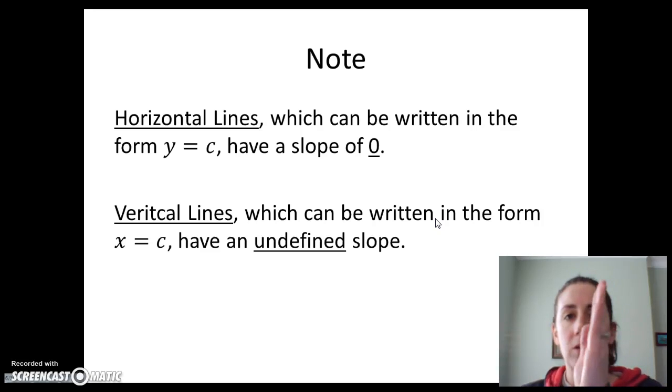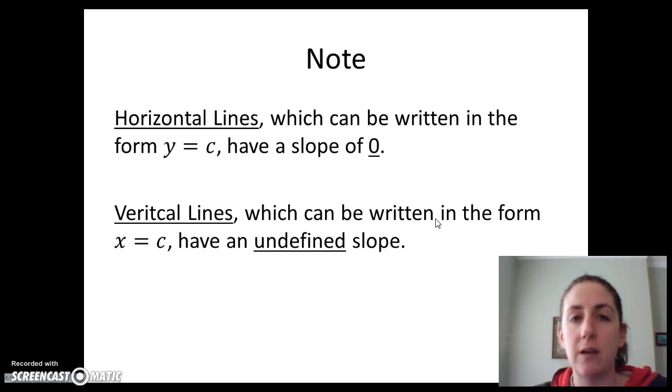Think of it this way. If you're going straight up and down, you rise, you run, you're not going left or right, so you're rising a number divided by 0. Remember, you can't divide by 0. That value's undefined, which is why vertical lines have an undefined slope.